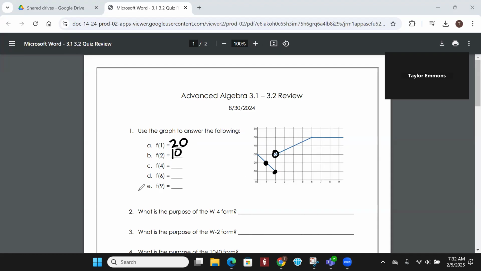When x is 4, what's y? When x is 6, what's y? When x is 9, what's y? Questions.